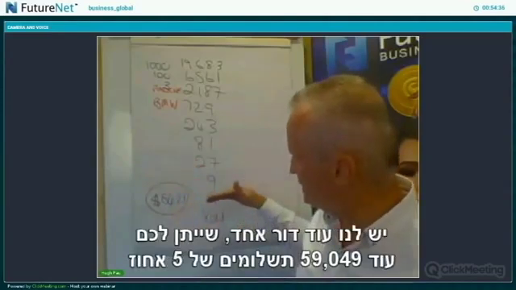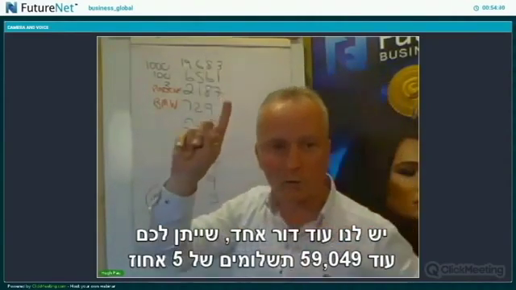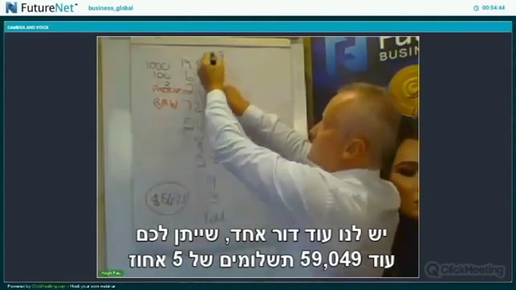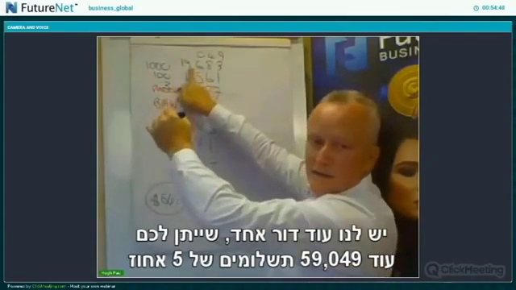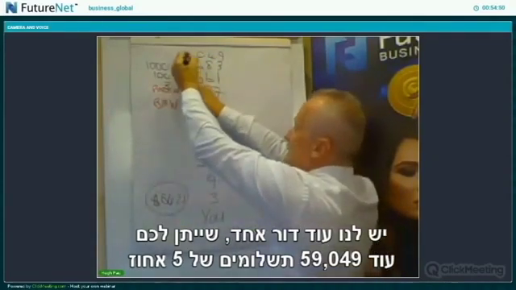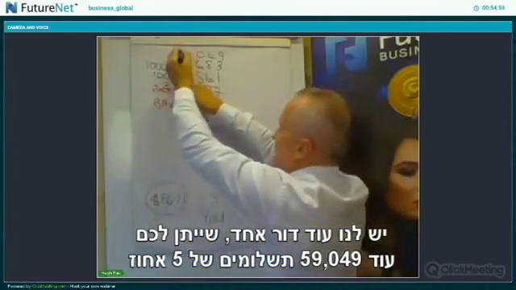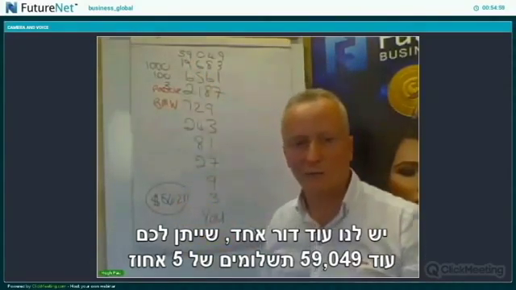Last step, because we pay 10 generations. 1, 2, 3, 4, 5, 6, 7, 8, 9. 1 more generation. 3 3s are 9. 3 8s are 24. 3 6s are 18 and 2 carried over is 20. 3 9s is 27 and 2 more is 29. 3 1s is 3, 2 carried over is 5. That's it. 59,000 payments of $84.